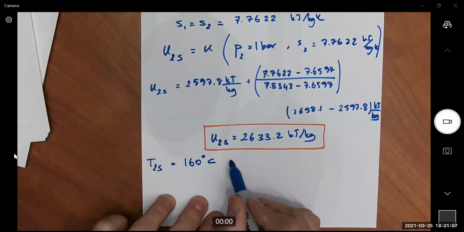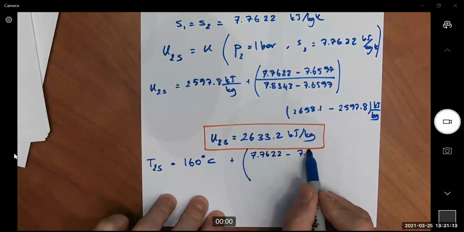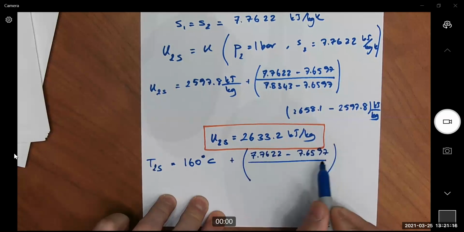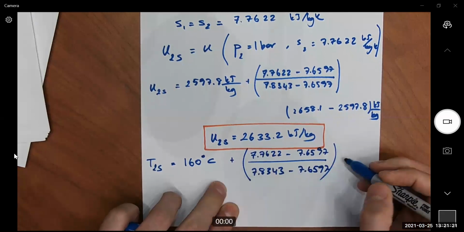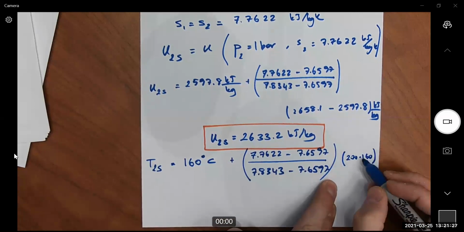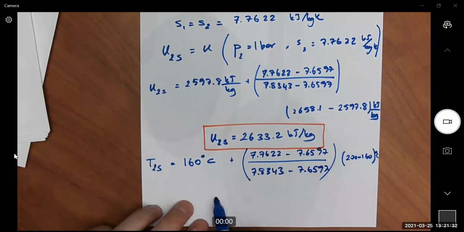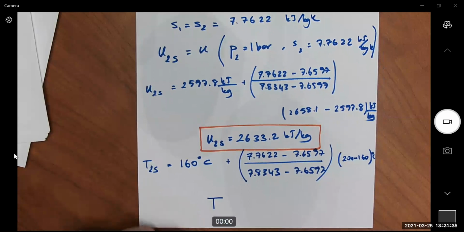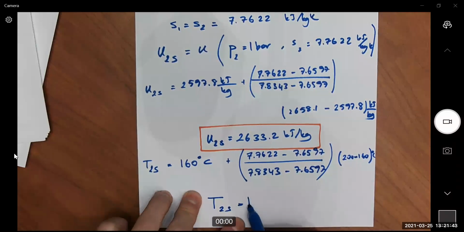160 Celsius plus 7.7622 minus 7.6597, divided by 7.8343 minus 7.6597, times 40, 200 minus 160 Celsius. This will give me my final temperature at state 2 for the reversible process, which is 183.48 Celsius.